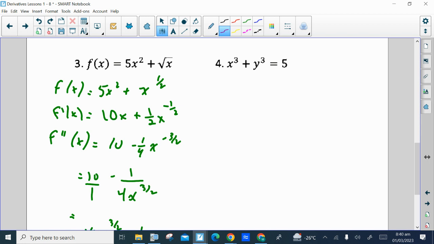Right, for question 4, we'd have to use implicit differentiation to differentiate that second term, but the derivative of the first term would be 3x squared plus, so that'll be 3y squared dy by dx. Remember we did this yesterday, equals 0. Then you solve for dy by dx by subtracting.